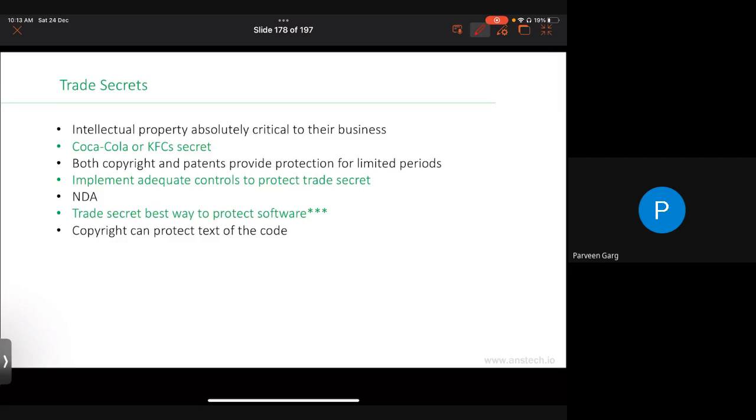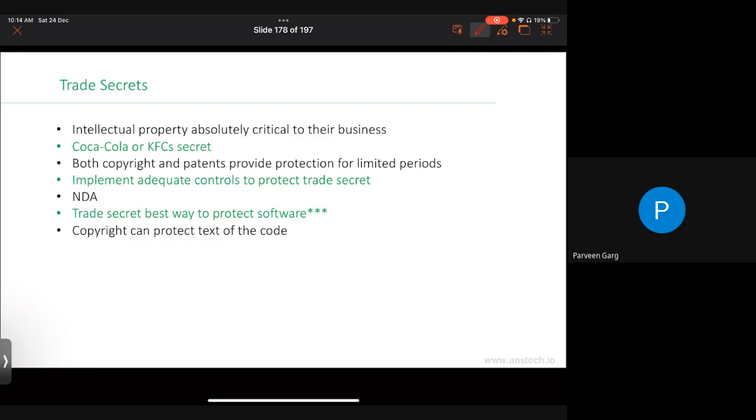So they say that copyright is used to protect the text of the software, okay? Today, you no more use software in a CD. You execute the software in a cloud. You use maximum applications as a service, okay? Today, you don't download Adobe Acrobat anymore. You don't download Office anymore. You are working on Office 365, which is again a SaaS based application.